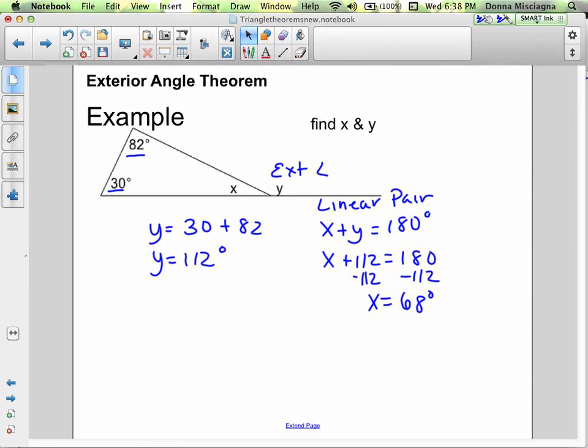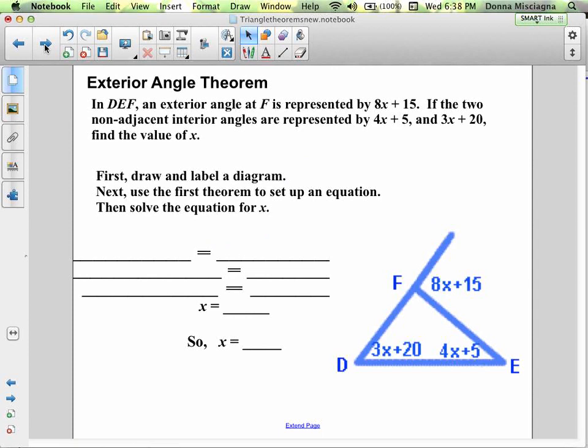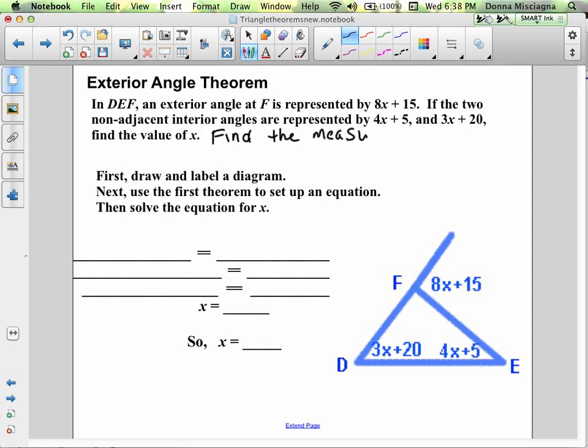All right, so exterior angle theorem. In triangle DEF, an exterior angle at F is represented by 8x plus 15. If the two non-adjacent interior angles are represented by 4x plus 5 and 3x plus 20, we want to find the value of x. And actually, we're also going to find the measures of the angles, because sometimes you'll be asked that. Find the measures of the 3 angles as well.